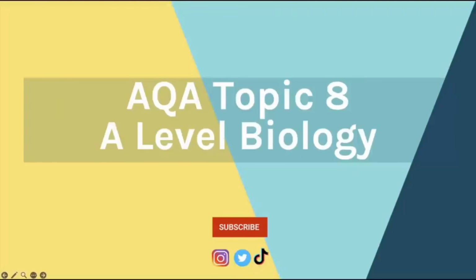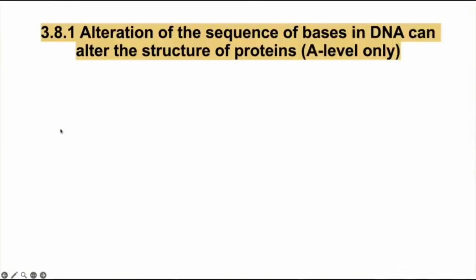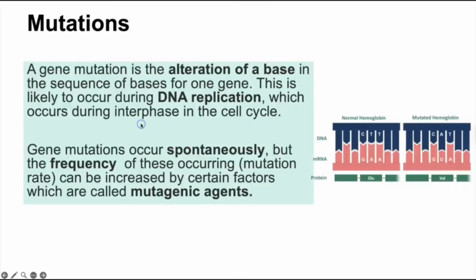Topic 8 for AQA A-Level Biology, and we begin with looking at 3.8.1, alterations of the sequence of bases in a DNA can only alter the structure of proteins. So basically it's mutations, and a gene mutation is the alteration of a base in the sequence of bases for one gene.